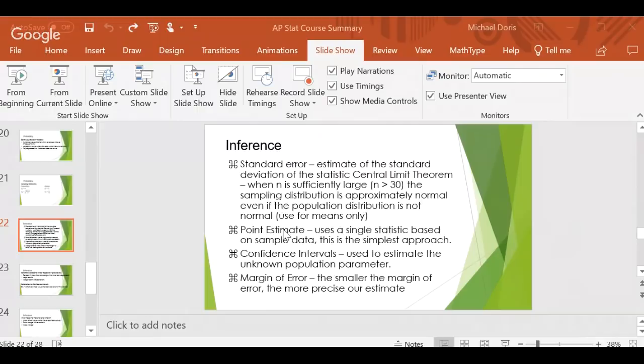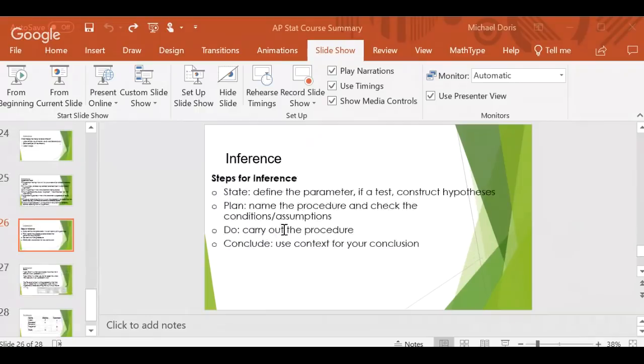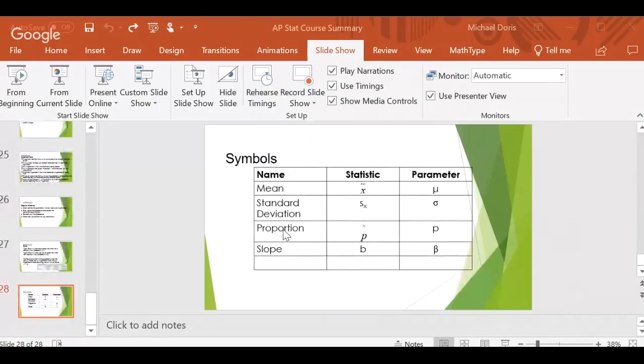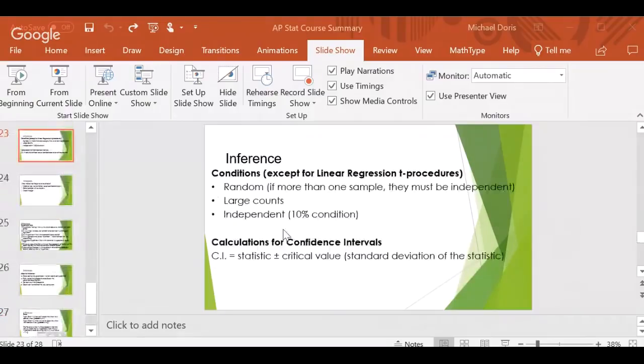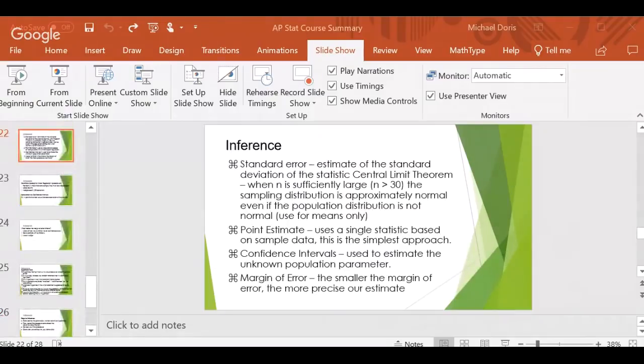As far as inference confidence intervals, let's see if I can find the formula in here real quick. Hold on a second.